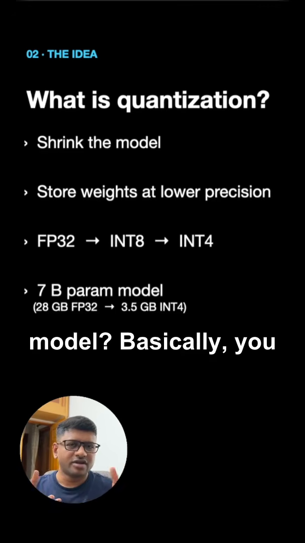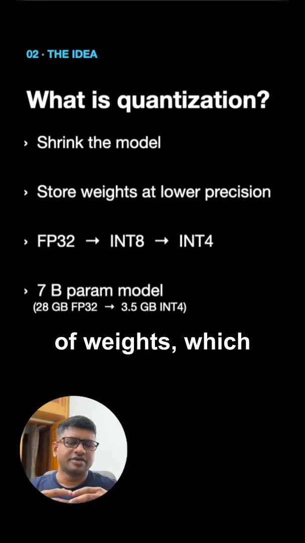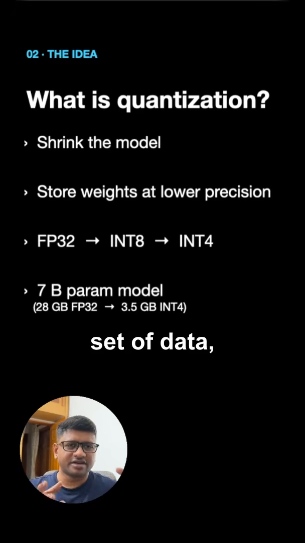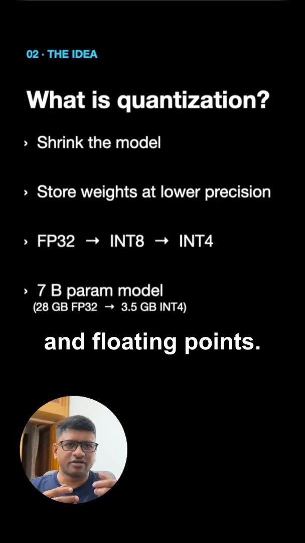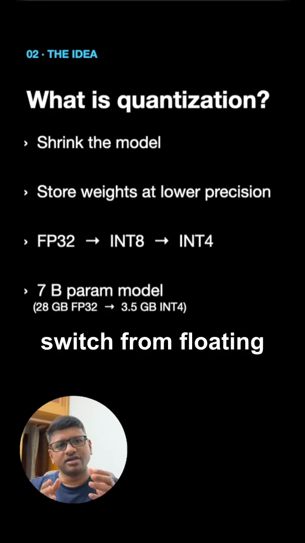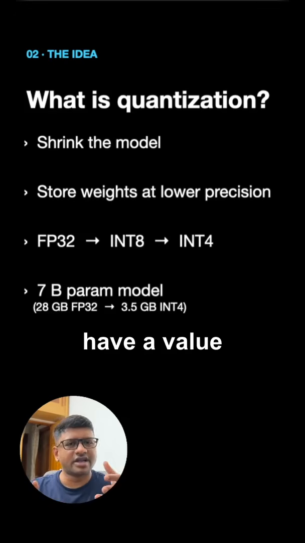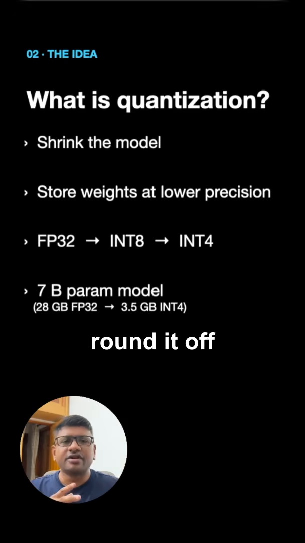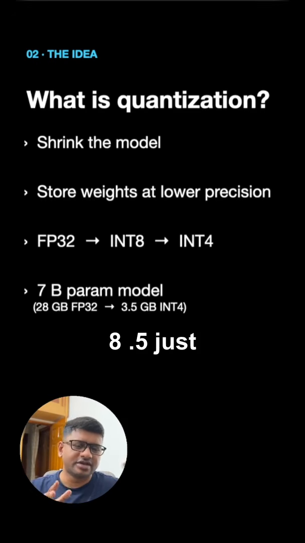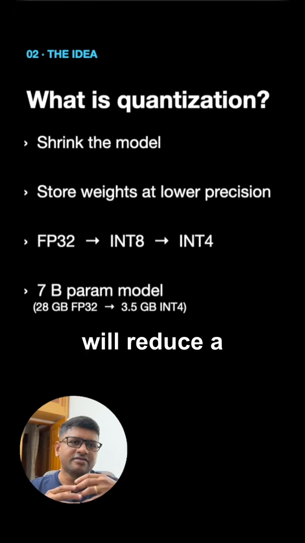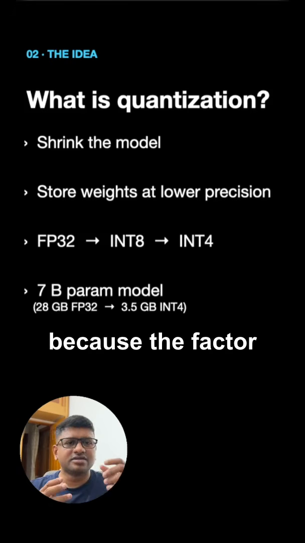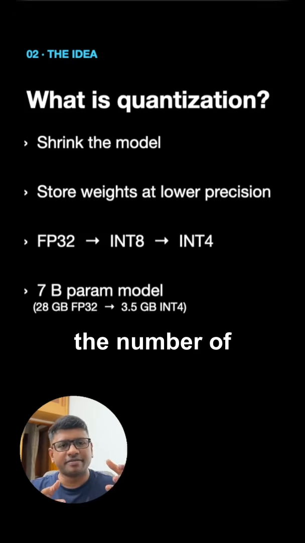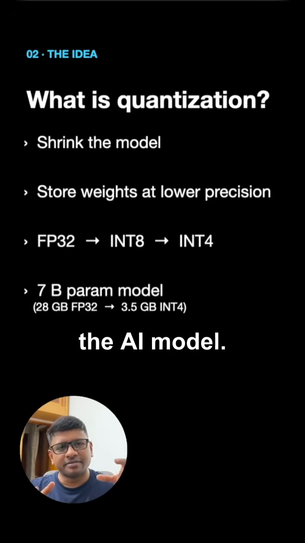So what is a model? Basically you have a bunch of weights which got trained over a long, big set of data, right? Now if you look at the value of all these weights, there will be high precision numbers in floating points. The minute you switch from floating point to integer, let's say you have a value like 8.353, and you round it off to the nearest integer or 8.5, that itself will reduce a lot of memory, because the factor gets multiplied by the number of parameters in the AI model.